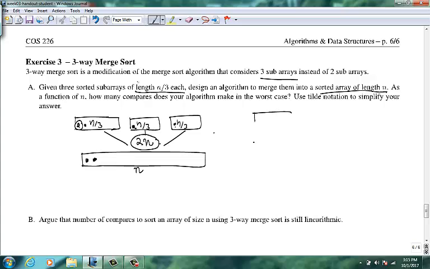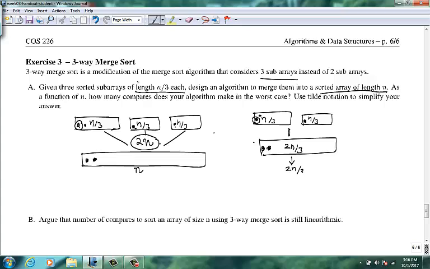An alternative approach is to consider only two arrays at a time. We consider two subarrays of size n over 3, and we merge them into one subarray of size 2n over 3. So in this case, you would consider the two elements, find the minimum, and place it here. So you only required one comparison to get one element into that. Then, assuming this was the minimum, we consider this and this and get the second element. So each of these 2n over 3 elements requires one comparison, and therefore it requires a total of 2n over 3 comparisons.